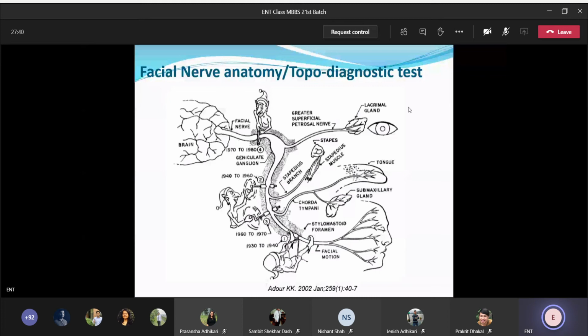Similarly, if the geniculate ganglion is fine, but below that there is stapedius muscle injury, the reflex will not come; the acoustic reflex is seen in the tympanogram. If the acoustic reflex is absent but the lacrimation is normal, then there may be transection of the nerve above the branch to the stapedius muscle. The third one is above the chorda tympani nerve; if there is injury above the chorda tympani nerve, the taste will be absent.